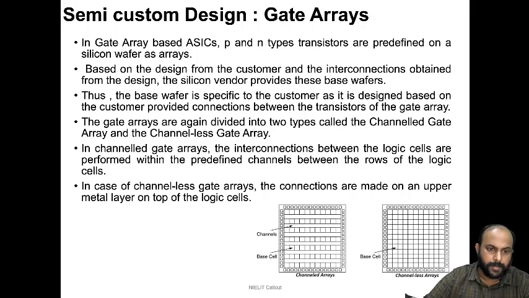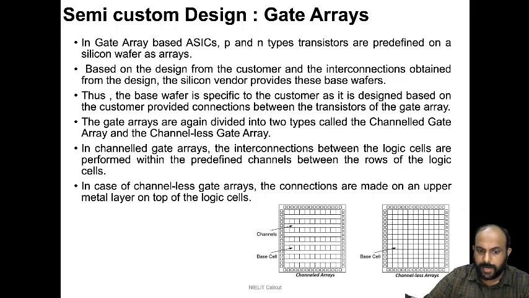Okay, the gate arrays can be again classified into two types, as I already told. The left side is the channeled array and the right side is channel-less array. Both represent gate arrays in general. But in channeled gate arrays, the interconnections between the logic cells are performed within the predefined channel. You can see that there are some predefined channels in between the logic cells. The interconnections are done there in the case of a channeled array.